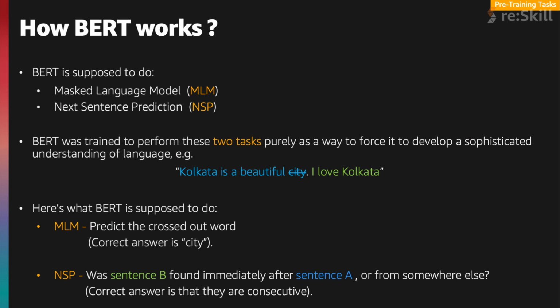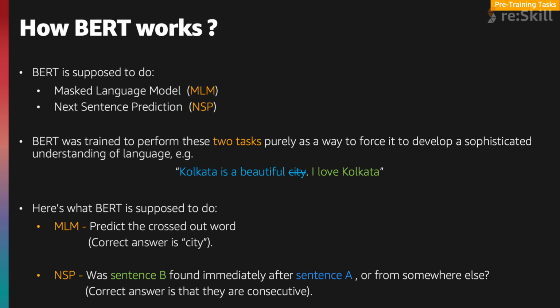The BERT model is pre-trained on a huge corpus for 2 interesting tasks called Masked Language Modeling, or MLM, and Next Sentence Prediction, or NSP. BERT was trained to perform these 2 tasks purely as a way to force it to develop a sophisticated understanding of the language so that it can be fine-tuned later on for any other task, such as question answering, sentiment analysis, and so on.